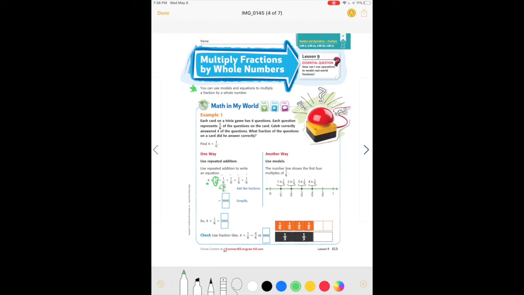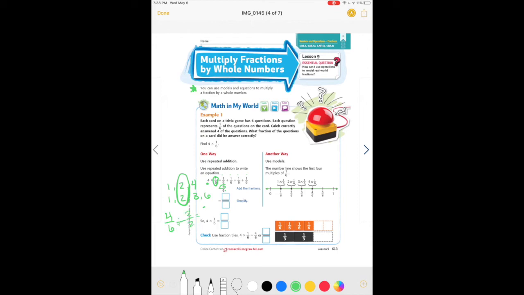Now with 4/6, I can simplify that. When I simplify a fraction, I find the greatest common factor and divide. My factors of 4 are 1, 2, and 4. My factors of 6 are 1, 2, 3, and 6. What's their greatest common factor? 2. So I need to take 4/6 divided by 2.